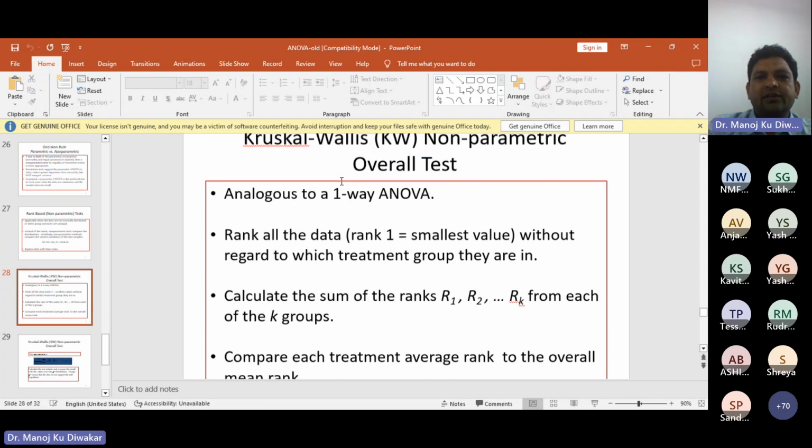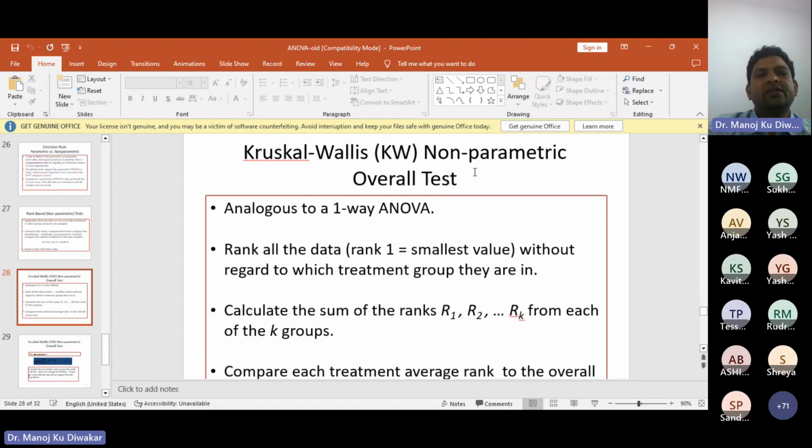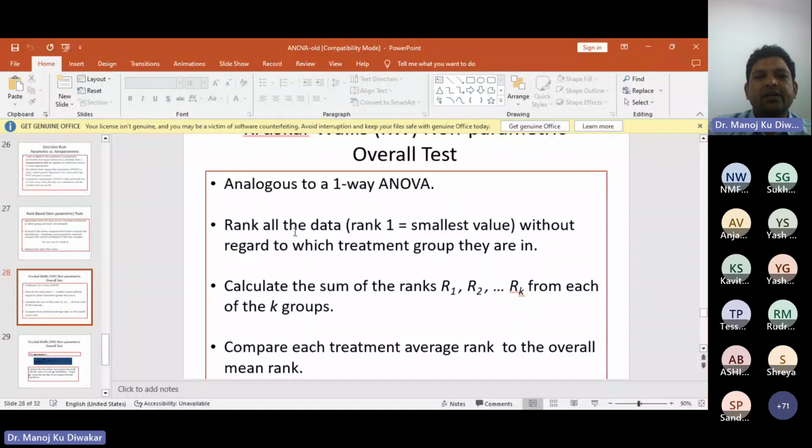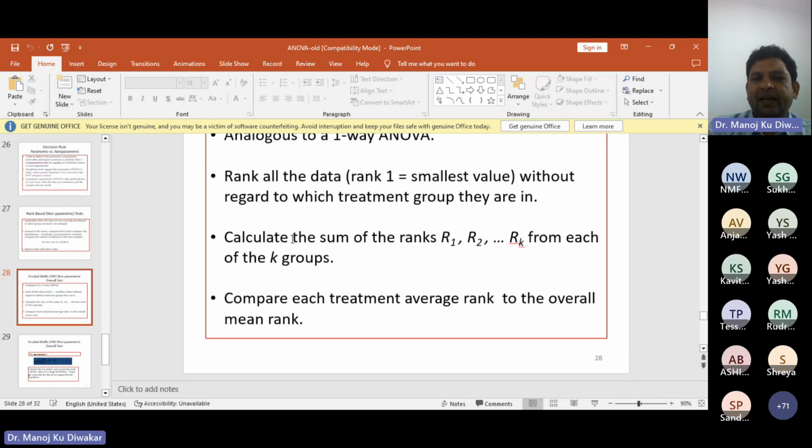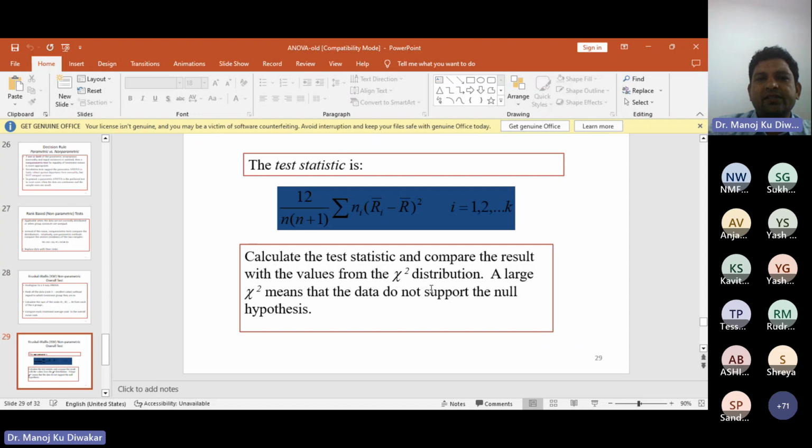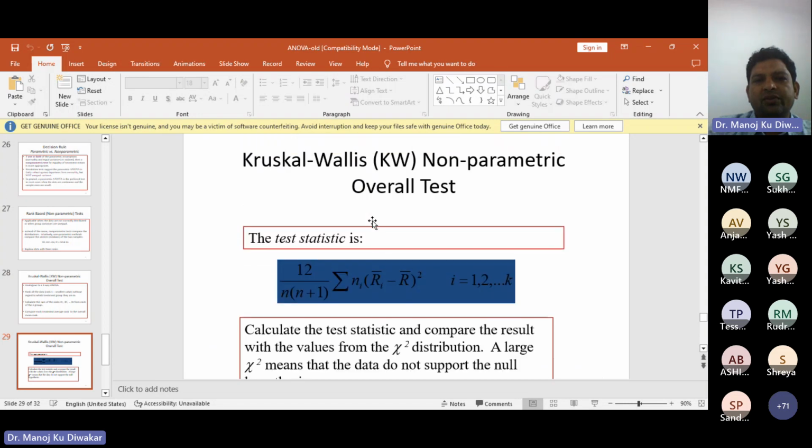The Kruskal-Wallis test is a non-parametric overall test, analogous to one-way ANOVA. Rank all the data, giving rank 1 to the smallest value without regard to which treatment group they are in, and calculate the sum of the ranks from each of the K groups. Compare each treatment's average rank to the overall mean value. That is what you do in a Kruskal-Wallis test, and this is the formula for it.